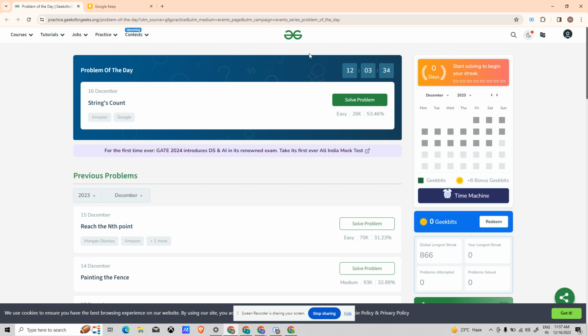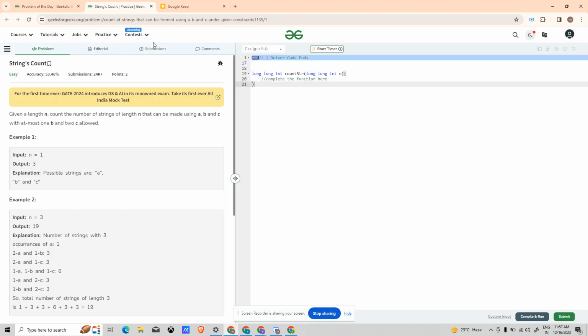So, starting a new series to solve the GFG problem of the day solutions. Let's look at today's problem, known as string count. The problem states: given a length n, count the number of strings of length n that can be made using A, B, and C with at most one B and two C allowed.